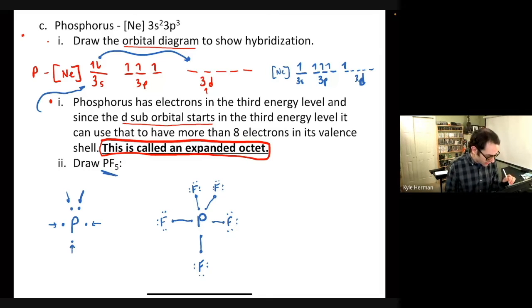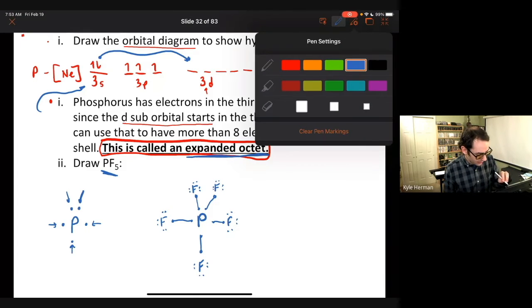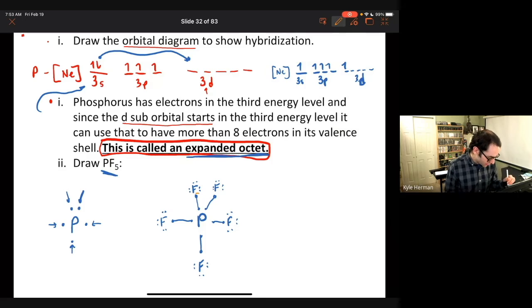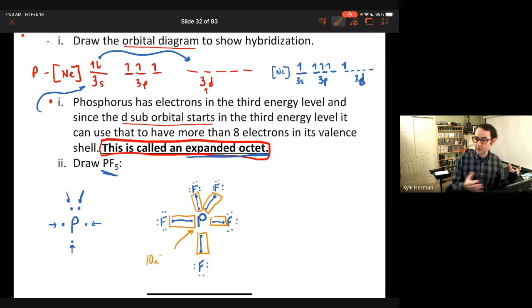But the reason that's called an expanded octet is because if we were to count up all the electrons around it, we would see there's 2, 4, 6, 8, and then 10. So there's 10 electrons in its valence shell because of this weird expanded octet. And it does that same kind of thing that we've seen with the other hybridization, where it just shifts over by 1. Okay. Any questions with that?